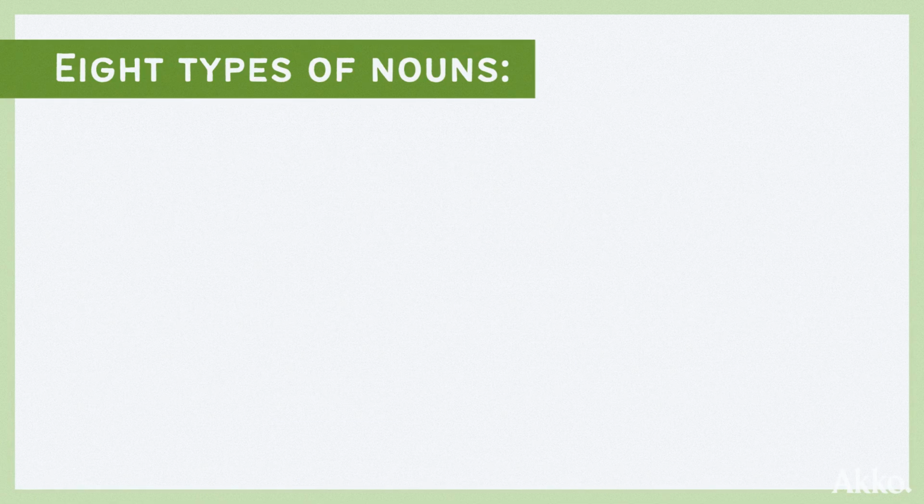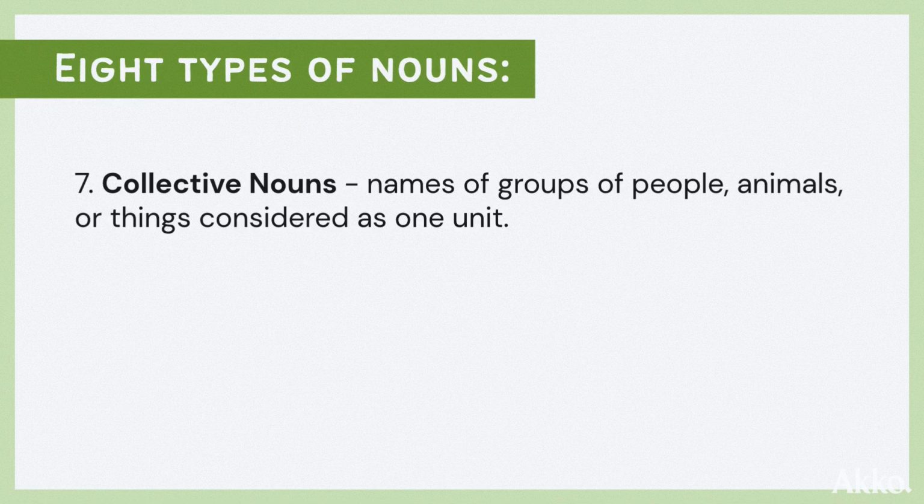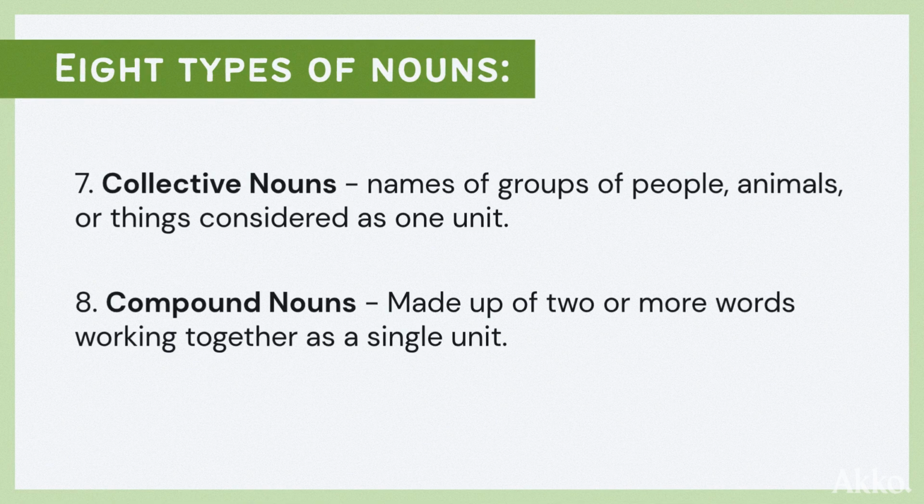The last group, we have collective and compound nouns. Collective are just names of groups of people, animals, or objects considered as one unit, like choir. They are members of choir. Lastly, we have compound nouns. They are made up of two or more words working together as a single unit. Like bed plus room, we get the word bedroom. Break and fast, we have breakfast. She's cleaning her bedroom. I'm having breakfast.